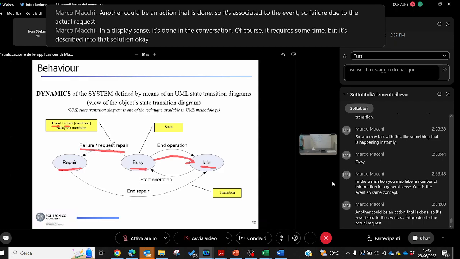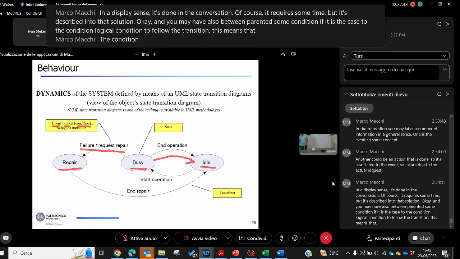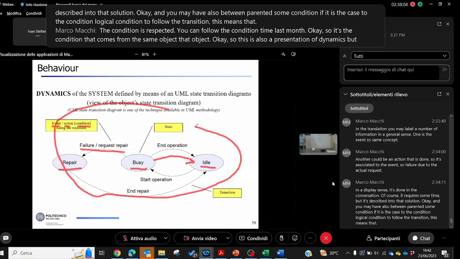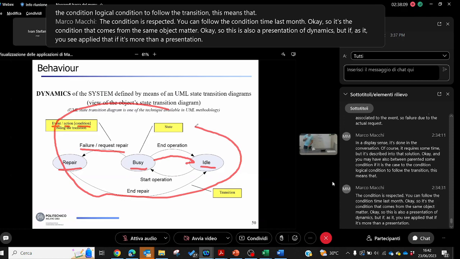Okay? And you may also have, between parentheses, some condition, if it is the case, a logic condition to follow the transition. This means that if the condition is respected, you can follow the transition, otherwise not. Okay? So the condition may come from the same object or another object. So this is also a representation of dynamics, but as you see applied, it is more the representation of the internal dynamics of the object.